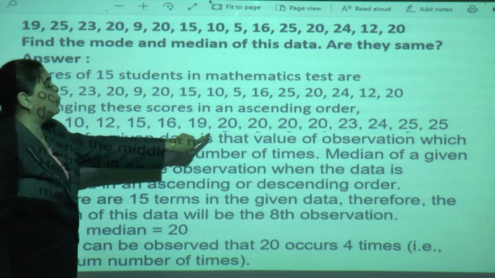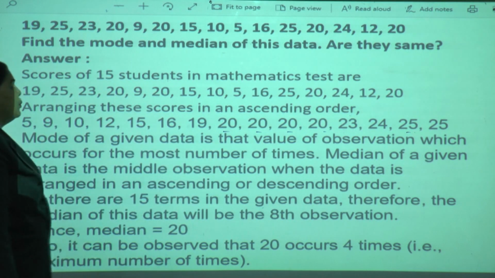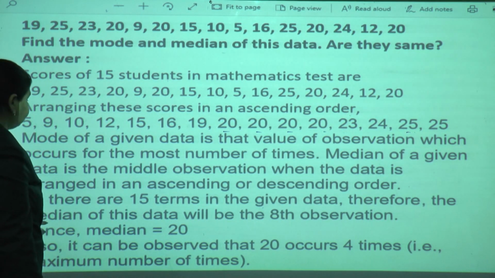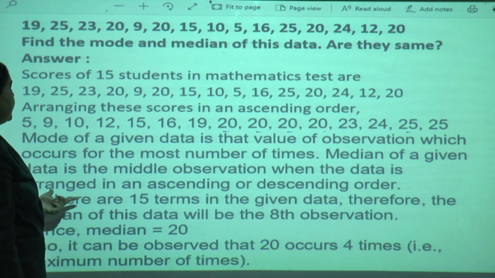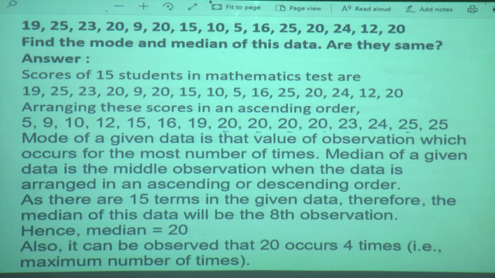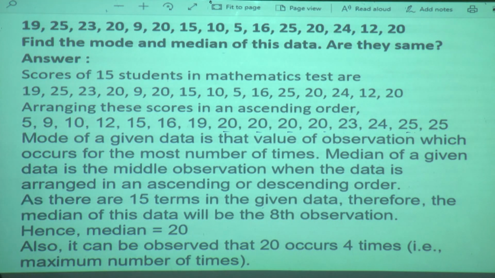So what will be the mode of the given data? What is the question with us? The mode is 20, because we are having the data arranged in ascending order. As there are 15 terms in the given data, therefore the median of this data.